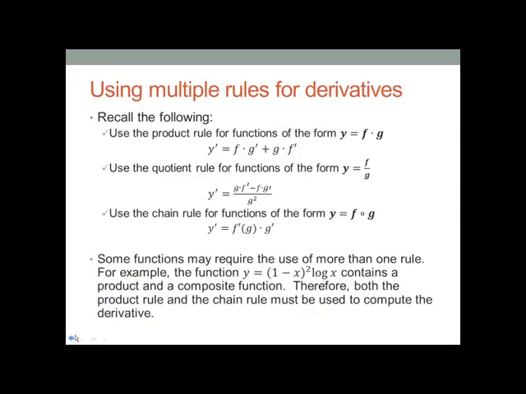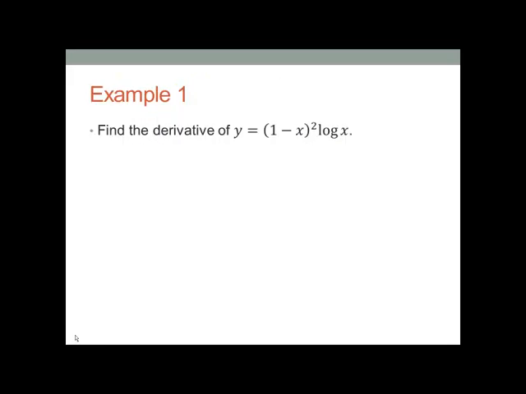Well, there are some functions that may require the use of more than one rule. For example, the function y equals the quantity 1 minus x to the second power times the log of x contains both a product and a composite function. Therefore, we would have to use both the product rule and the chain rule to compute the derivative. So let's actually find the derivative of that function.